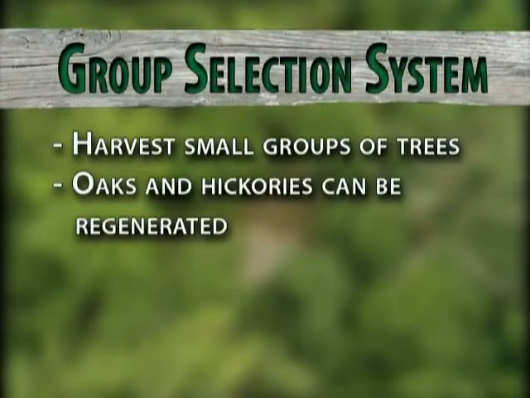Oaks and hickories can be regenerated using group selection. Oaks will grow best in the center of the opening where they receive more sunlight, and the hickories will do better in the shadier fringes of the opening. These openings vary in size from 1/10 to 1/2 acre based upon surrounding tree heights, slope, and aspect. Group selection maintains the aesthetic qualities of an unbroken forest.